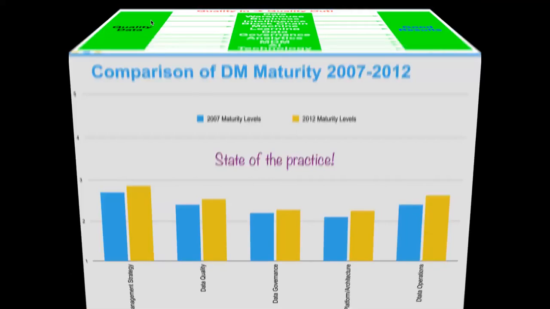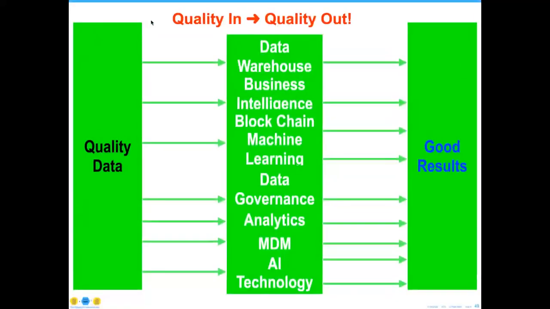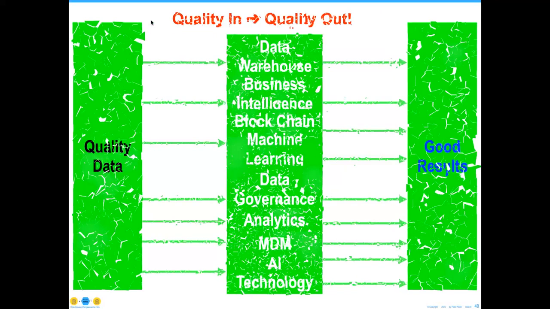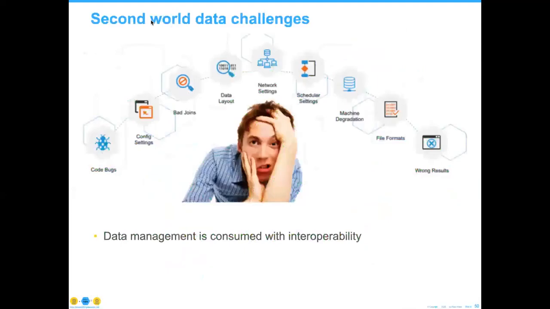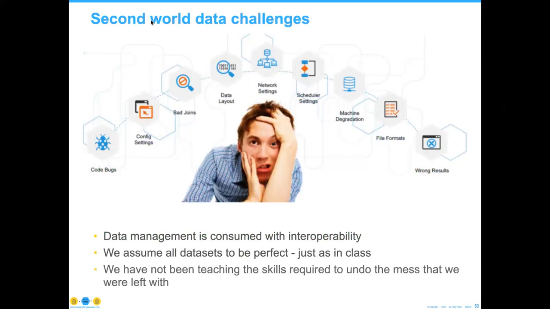So, as I said, we've got these levels that don't quite work all the way. Let's remove them for just a minute and look at, again, these second world data challenges. It is consumed with interoperability. Almost everything we get is because something doesn't get from place A to place B or get transformed in the way it should. We tend to assume that all data sets are perfect, just as they were in class when we showed them in the first place, and we have not been teaching the skills that are required to undo the mess that we inherited.